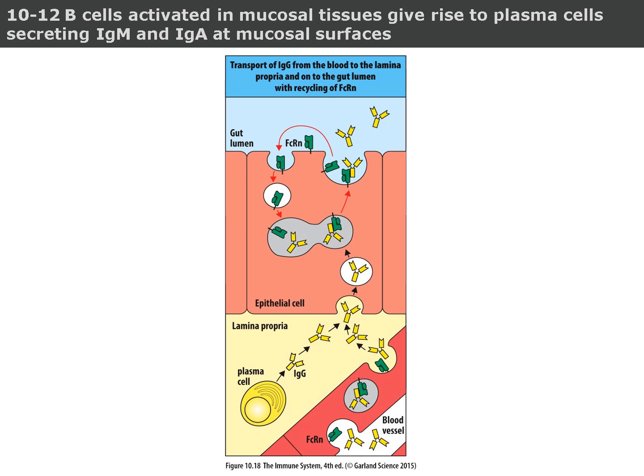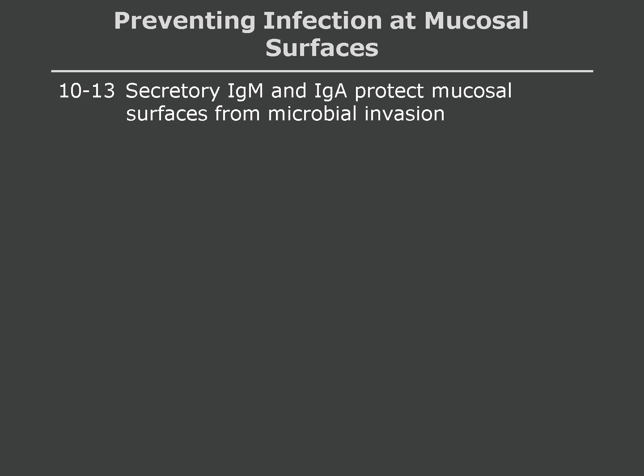At the same time, dimeric IgA is secreted by plasma cells and transported to the mucosal surface by the poly-Ig receptor. Together, these immunoglobulins form a critical part of mucosal immunity, neutralizing pathogens and preventing their access to epithelial cells. This efficient transport system ensures that antibody protection is actively maintained at mucosal surfaces, where the body is constantly exposed to external microorganisms. Secretory IgM and IgA protect mucosal surfaces from microbial invasion.